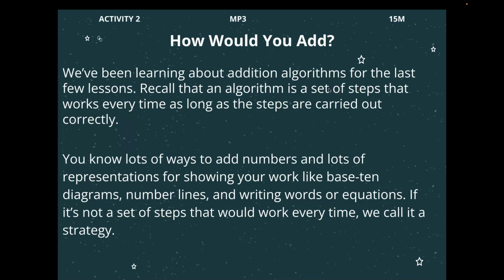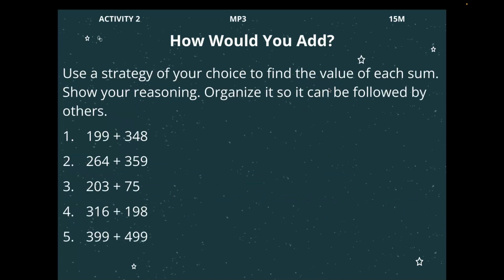So we've worked on algorithms and we've worked on strategies. So I want you to think for just a moment about some of the strategies that you have learned. You are going to use a strategy to solve 3 of these problems. You get to choose the strategy that you want to use.